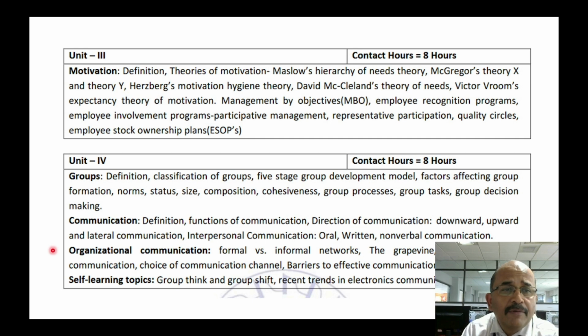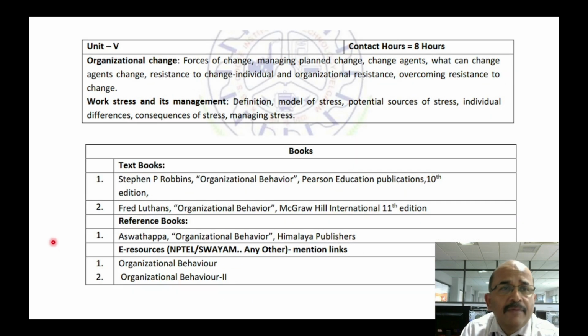So in unit number 4 and unit number 5, we are going to discuss organizational change and work stress management. How do you define work stress, the model of stress, and the potential sources of stress? You have individual stress and group stress, and how do you manage this stress and the consequences of the stress? That we are going to look into in unit number 5.